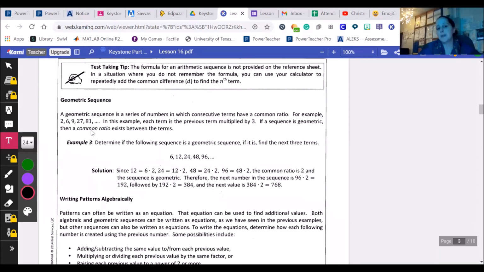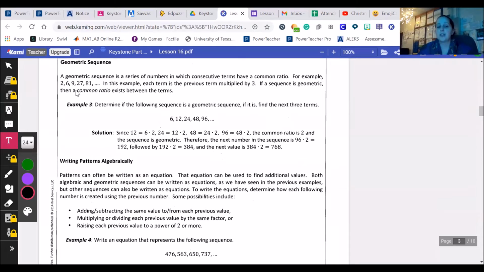Geometric sequence. A geometric sequence is a series of numbers in which consecutive terms have a common ratio. So for example, 3, 9, 27, 81. In this example, each term is the previous term multiplied by 3. If a sequence is geometric, then a common ratio exists between the terms.